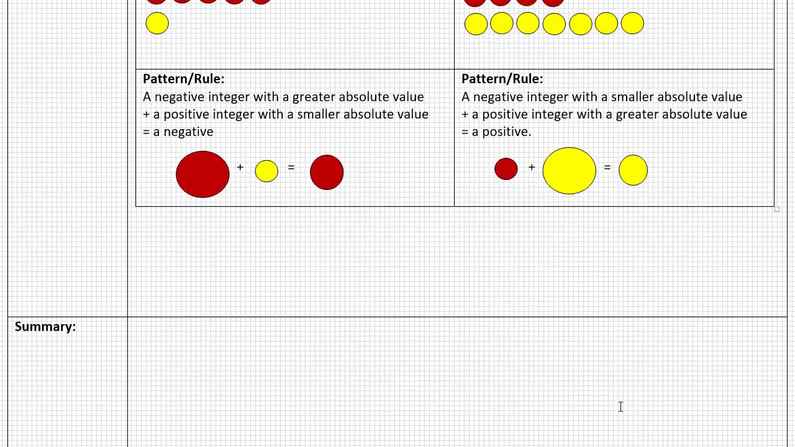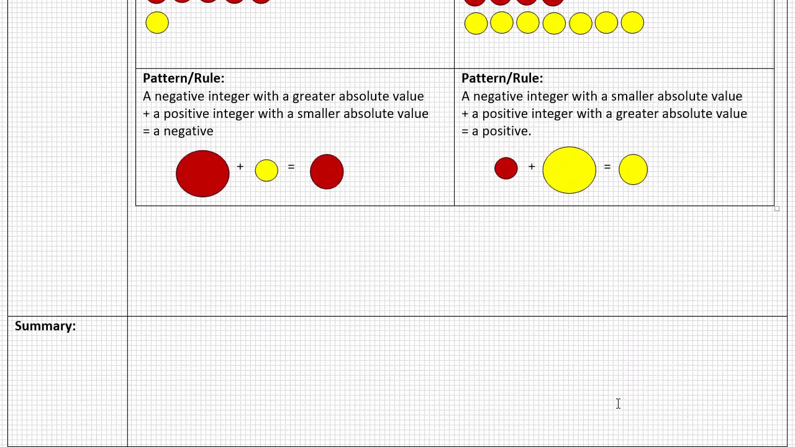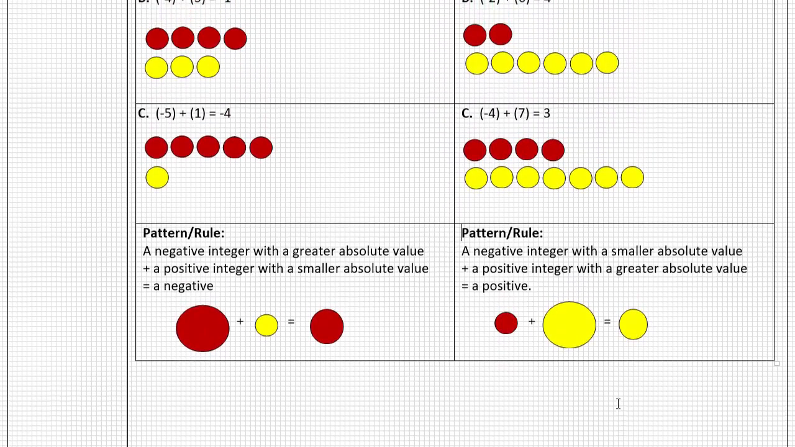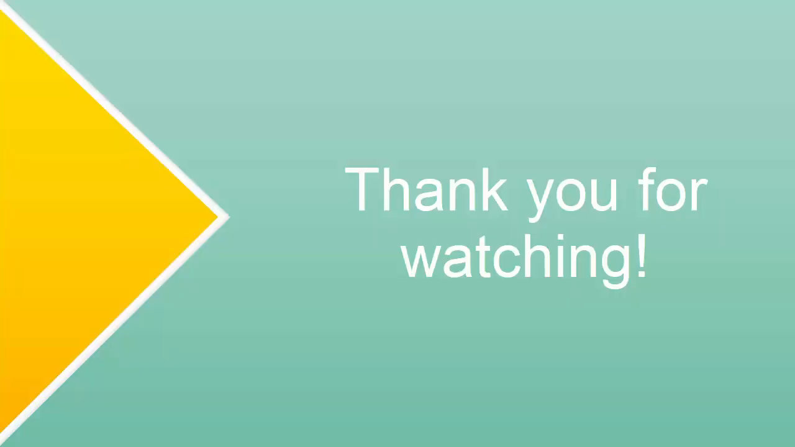So that is going to conclude our video lesson for today. Please make sure that your notes are complete and come ready to do more work with adding integers in class.